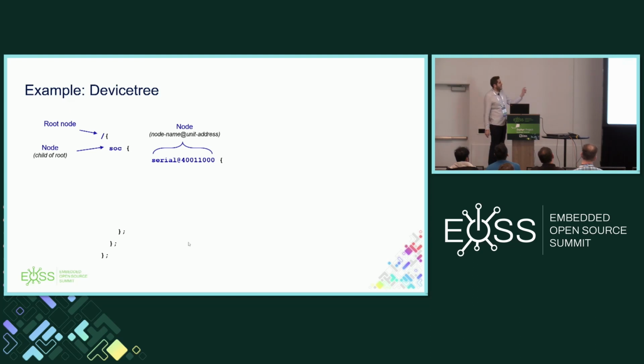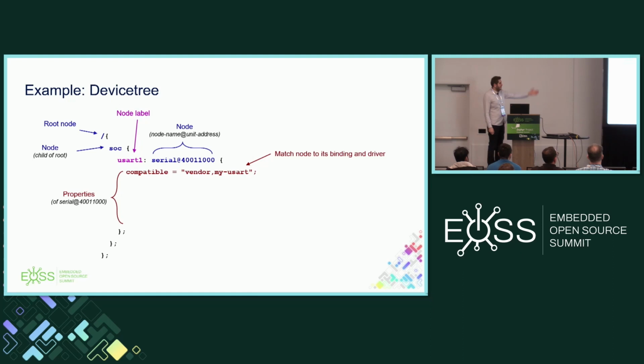We can have a node label. The label is uart1, so uart1 is the serial at this address. Just remember, we can use the node label to make a reference to this node. To point here, you just use uart1. It's easier to find, much more convenient to retrieve. And then you have many properties.